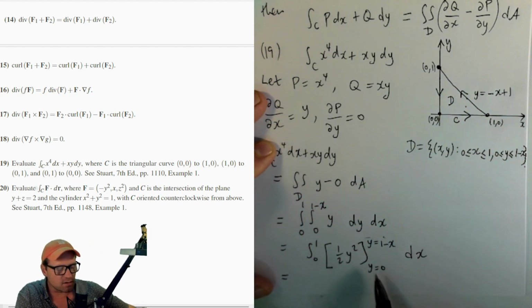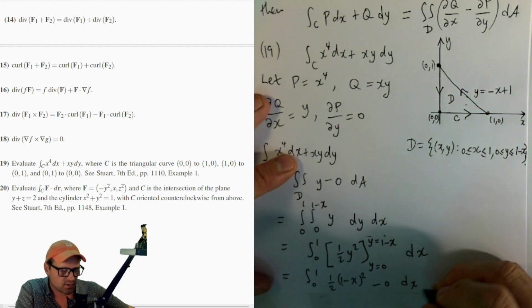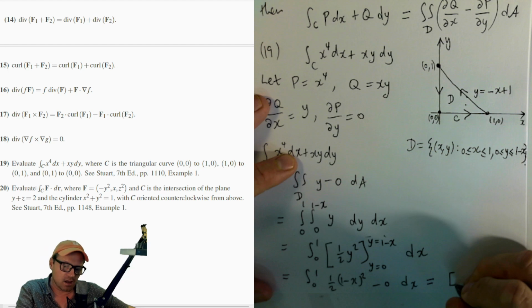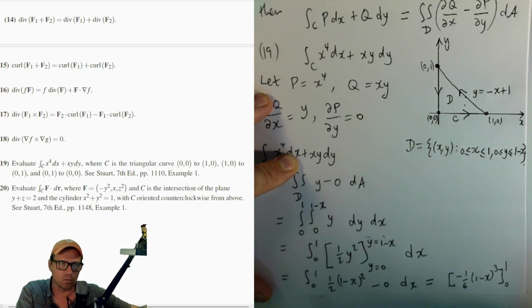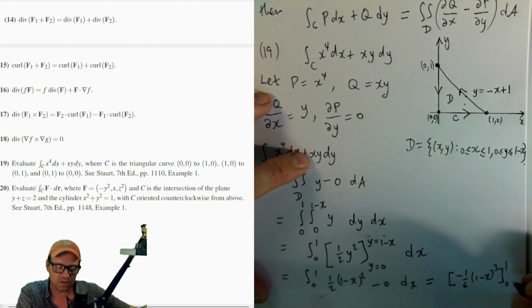Okay, so subbing those two things in, we have this. And so now we can integrate 1/2 (1 minus x) to the power of 2 with respect to x. And we get minus 1/6 (1 minus x) to the power of 3 between 0 and 1. And then when we sub in 1, this vanishes. When we sub in 0, we have minus 1/6, which is 1/6.